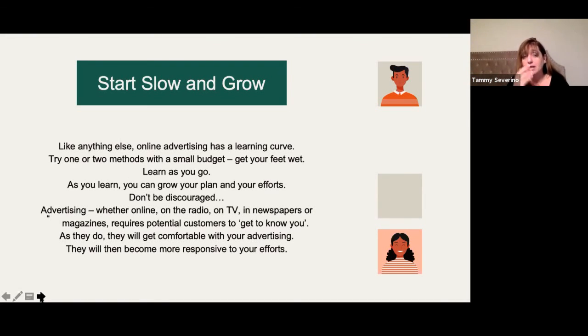But don't expect it to be, I advertised on Sunday and I should have 1 million new customers by Tuesday. It doesn't work that way. It's going to be a slow build towards success.